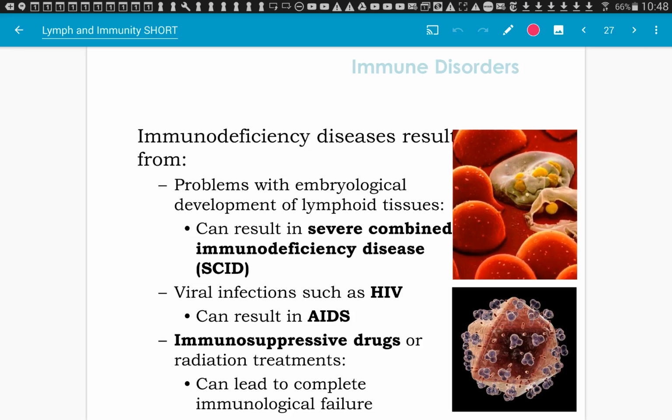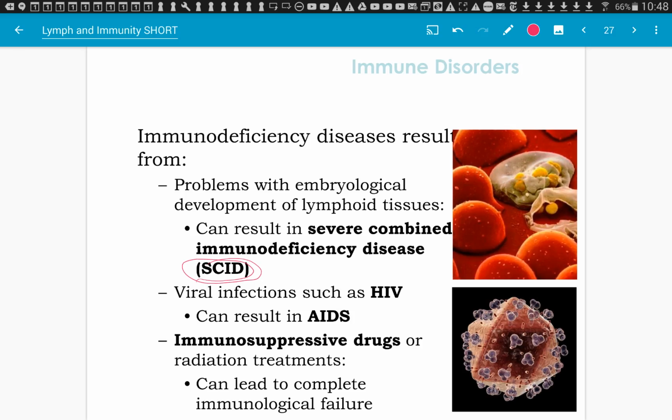Some more immune disorders. There is one called SCID, is the abbreviation, so severe combined immunodeficiency disease. This is when in development the fetus is unable to develop the correct lymphoid tissue. And so this is kind of the example of the bubble boy, where you have to kind of sequester someone so they don't get exposed to any of those diseases because they cannot fight them.